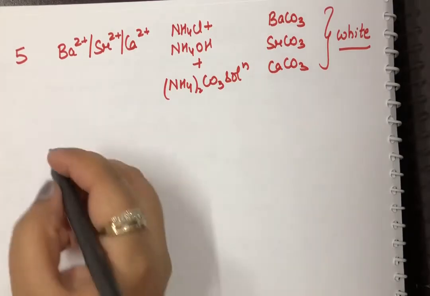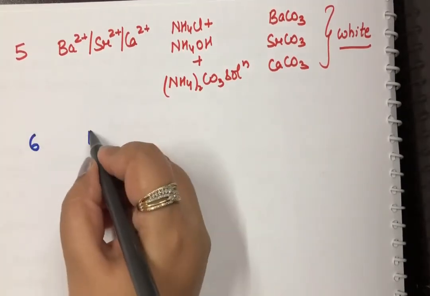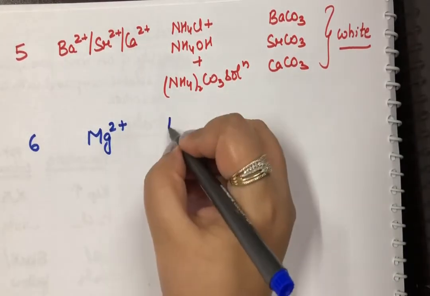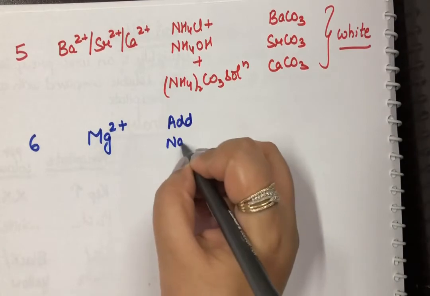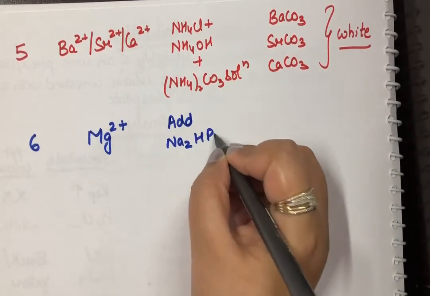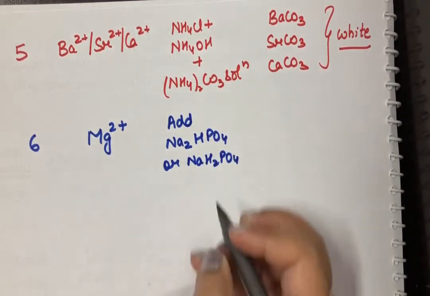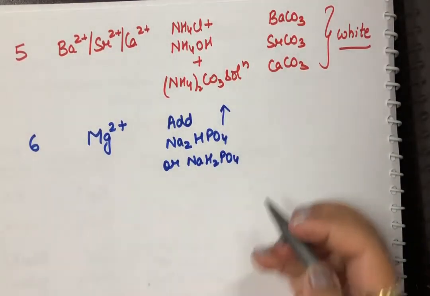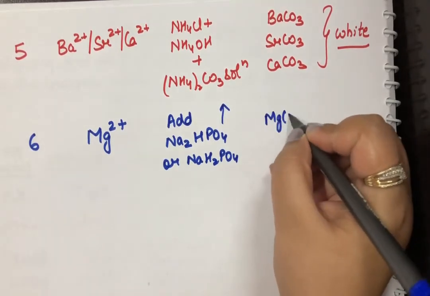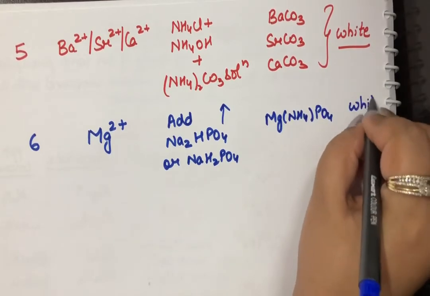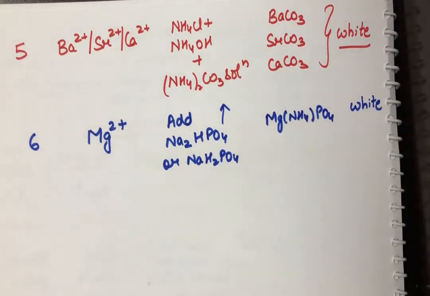Now after group 5, I have group 6. Group 6 has only one ion, that is Mg2+. So what do we add? We add disodium hydrogen phosphate, or sodium dihydrogen phosphate, in the above solution only. And then what do we get? We get magnesium ammonium phosphate, which is white in color. So this is how the 6 groups are divided for your cation analysis.